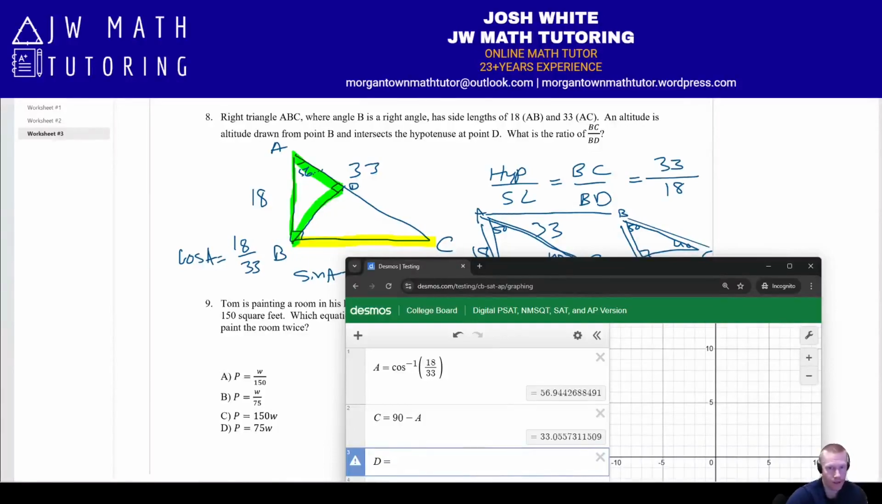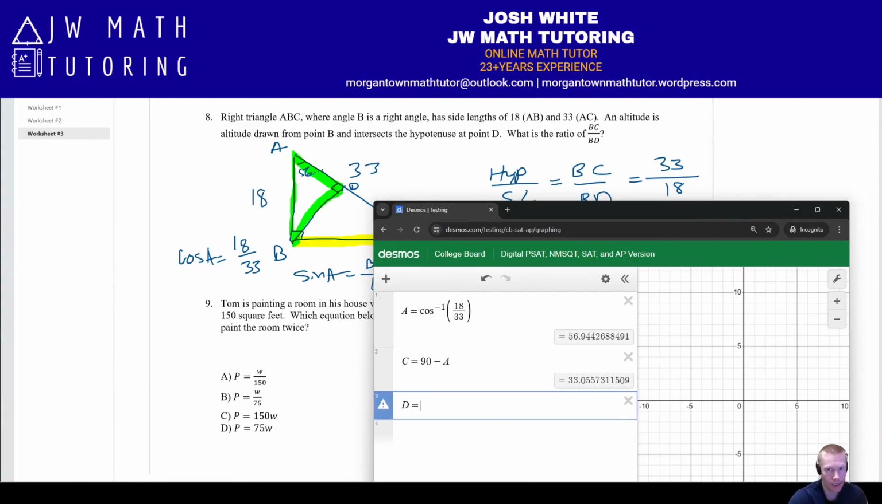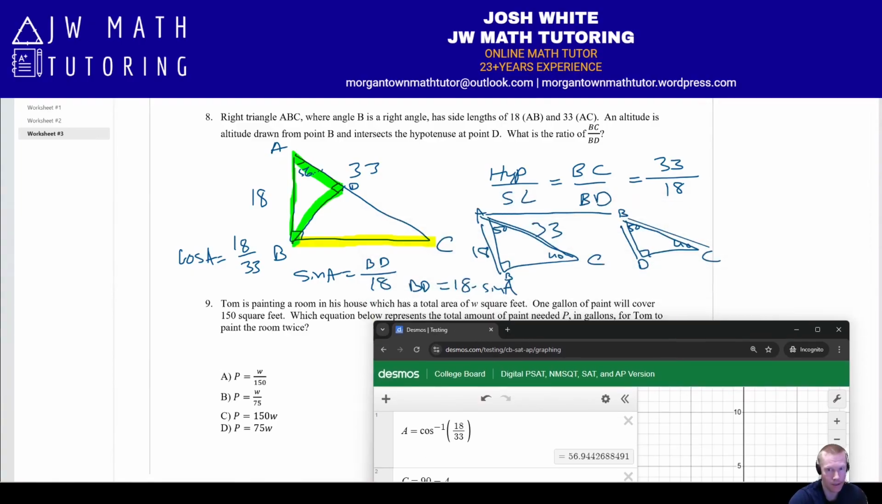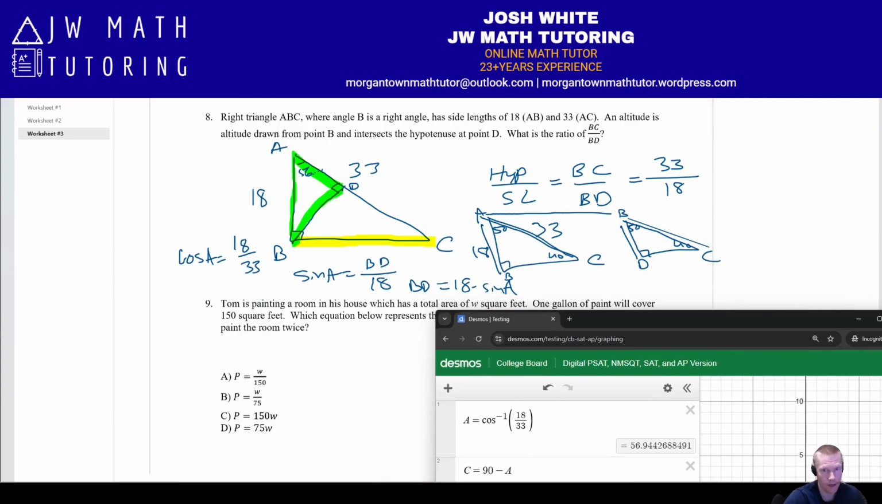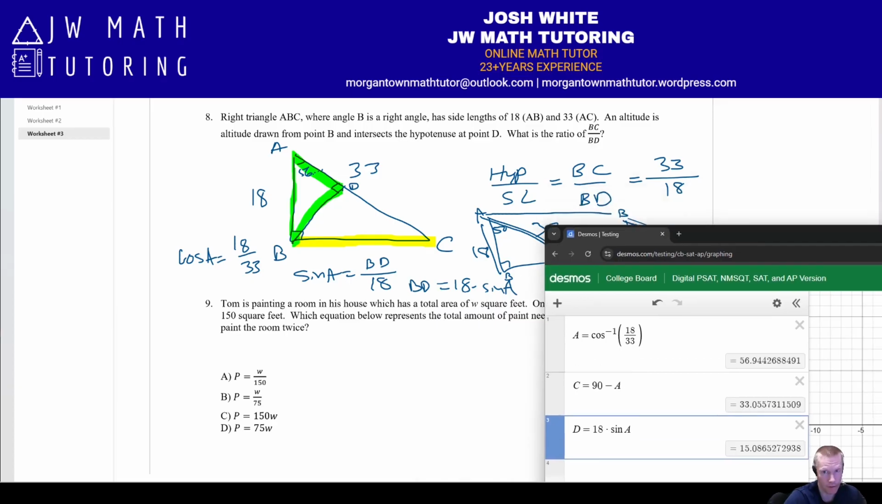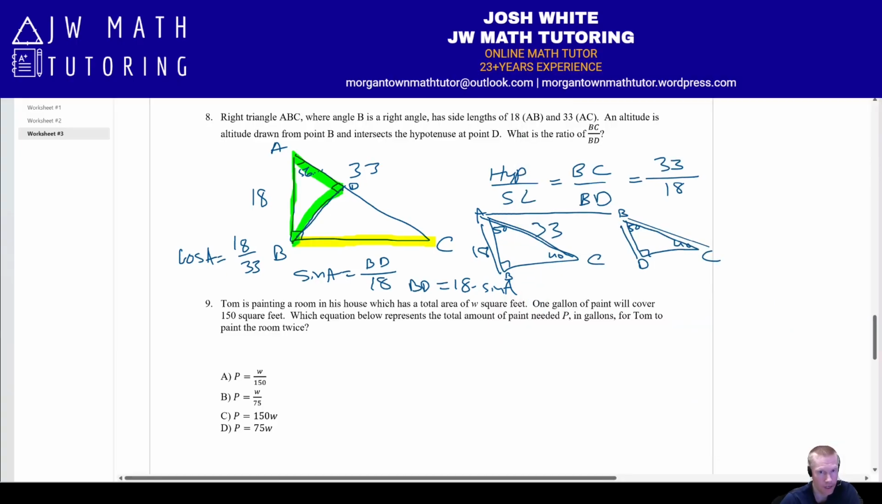So again, drag this down. That's just going to be equal to 18 times sine A. All right, so now I have that value, and I have the exact value, so that when I go to set up the ratio, it's not going to be an issue. Now that we have that, we have this side length.